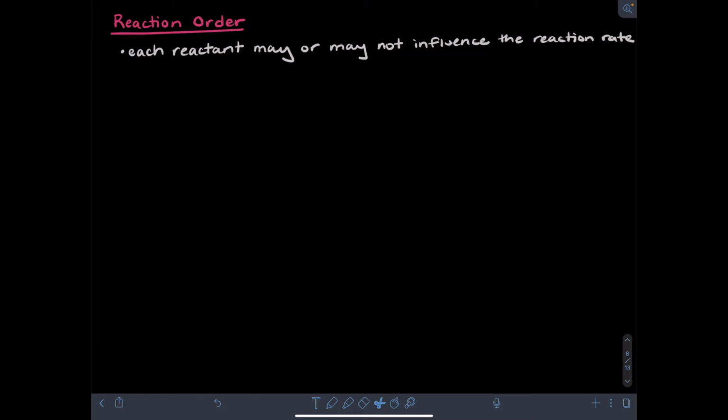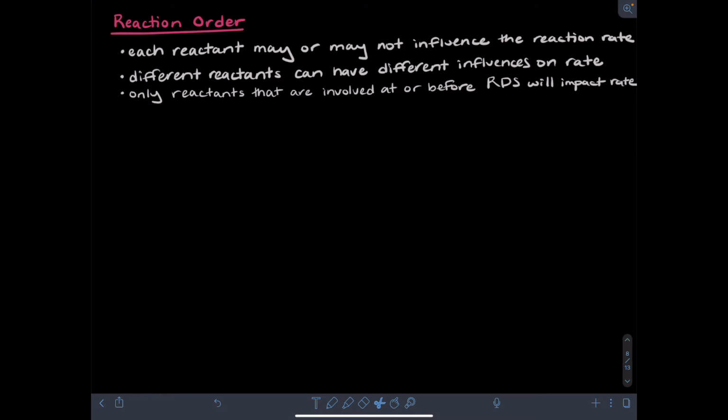For each reactant, we can consider the order of the reaction with respect to that reagent. And certain reactants may or may not influence the reaction rate. Whether or not it does depends on the mechanism. And different reactants can have different influences on the rate, or rather, they can give rise to different reaction orders for different reactants. Really importantly, it's only the reactants that appear or are involved during or before the rate-determining step that will impact the overall rate.